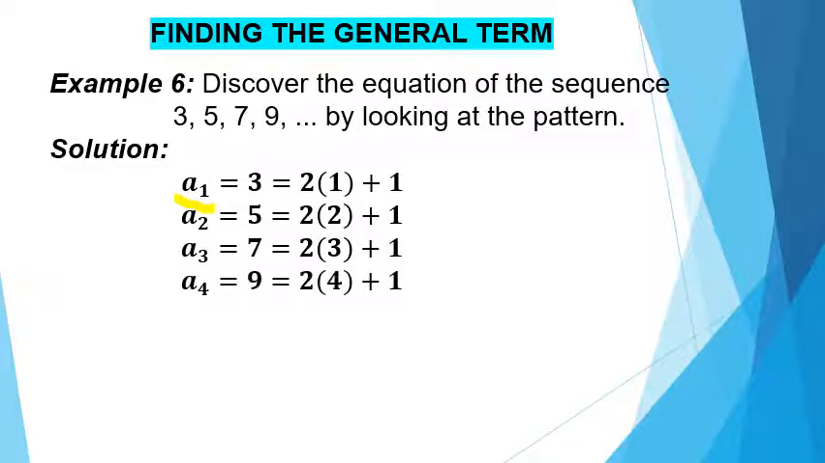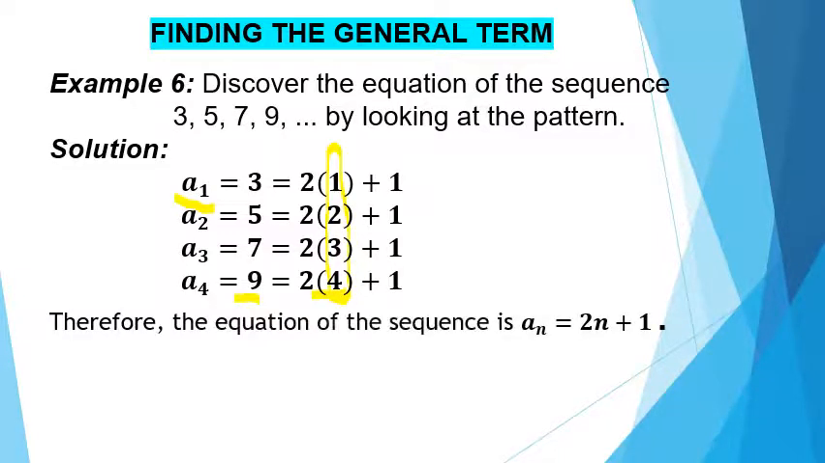For a sub 4, meron tayong 9. Sa tingin nyo, paano nakuha ang 9? We have now 2 times 4 plus 1. Kung titingnan nyo, ito ay yung order ng number. Therefore, the equation of the sequence is a of n equals 2n plus 1. Diba?